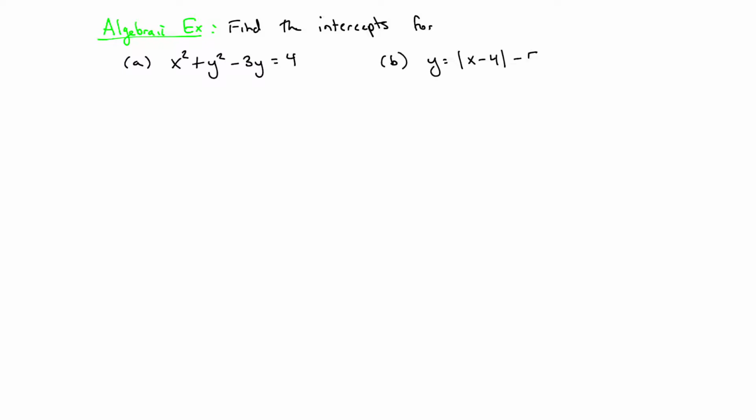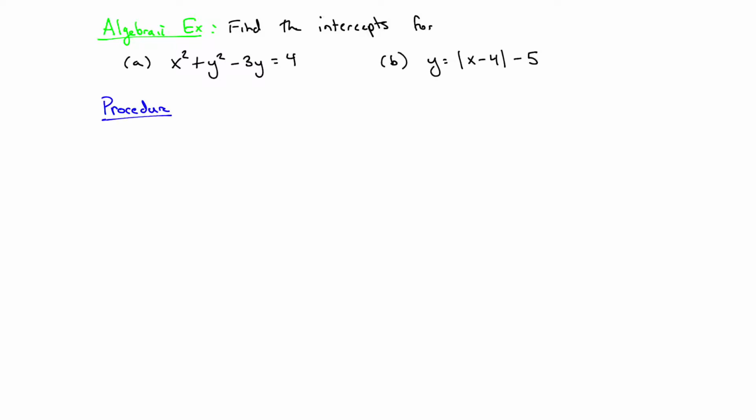So find the intercepts. And once again, that means find both the x and the y intercepts. Part A is x squared plus y squared minus 3y equals 4. And part B will be y equals the absolute value of x minus 4, minus 5. And so, let's talk about how we should do this.